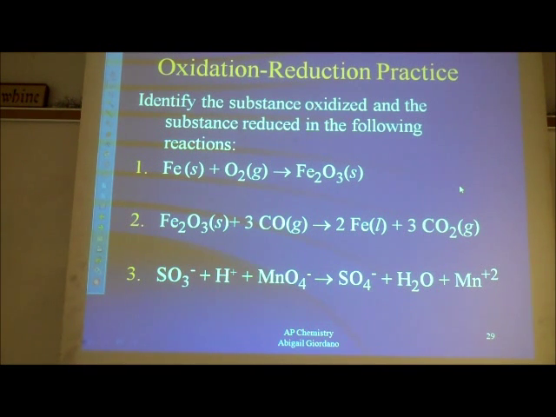So, let's do a little practice with that. This is, again, something very quick. All I want you to do is tell me in each example which element is oxidized and which element is reduced. Go.